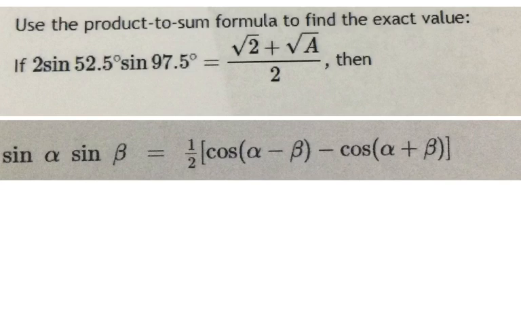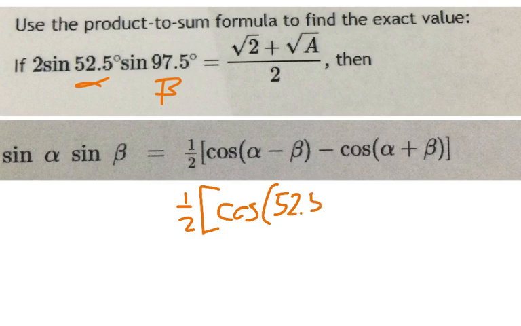This is alpha. This is beta. So if I plugged into the formula, I would have 1/2 times cosine of alpha, 52.5, minus beta, 97.5, minus cosine of alpha, 52.5, plus beta, 97.5, close brackets. Is everyone okay? And I just plugged in alpha and beta.